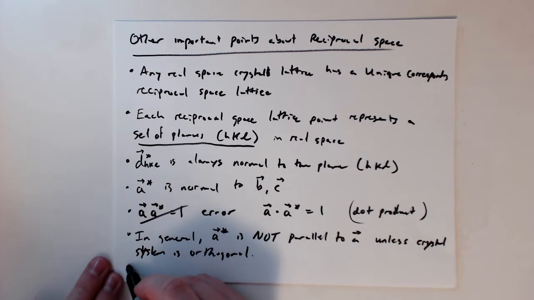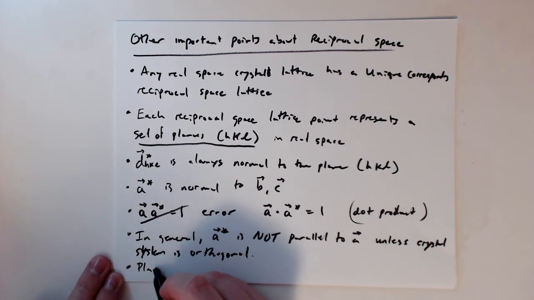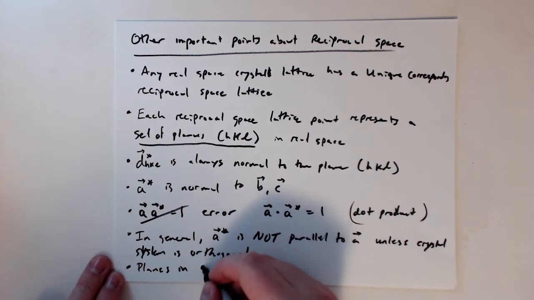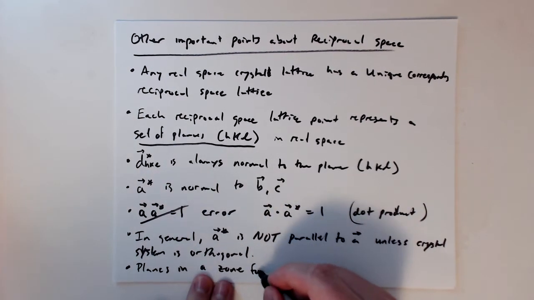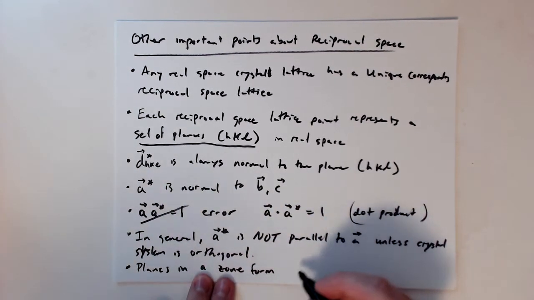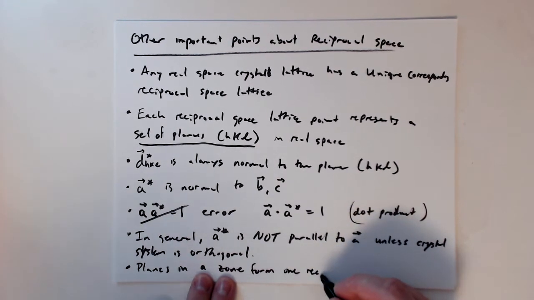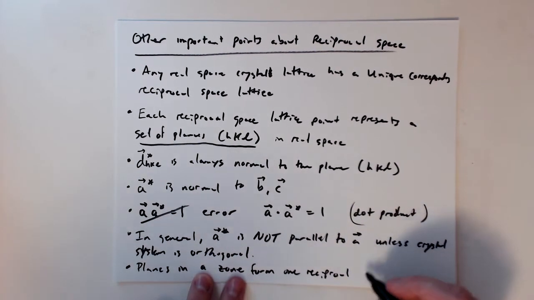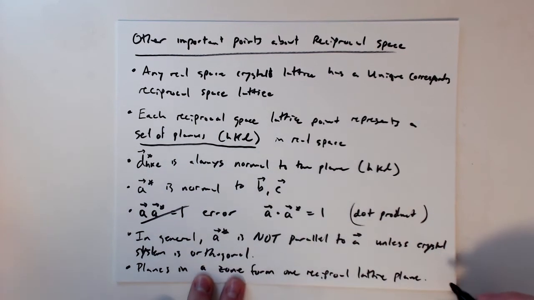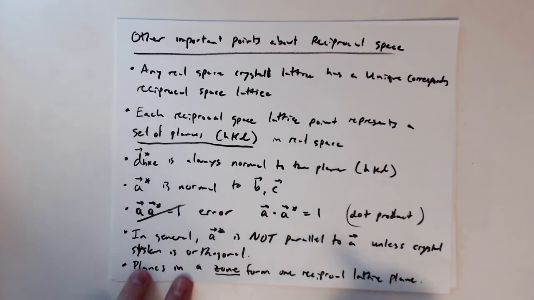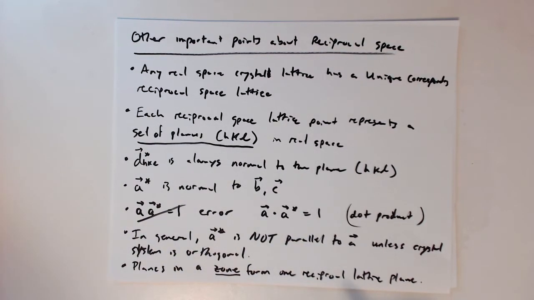All right, and the last point I want to make is that planes in a zone form one reciprocal lattice plane. We haven't talked about what this zone is referring to, so let's go into what we're talking about when we say planes in a zone form one reciprocal lattice plane.